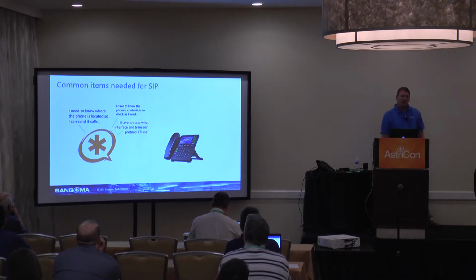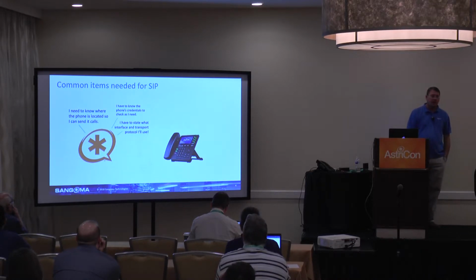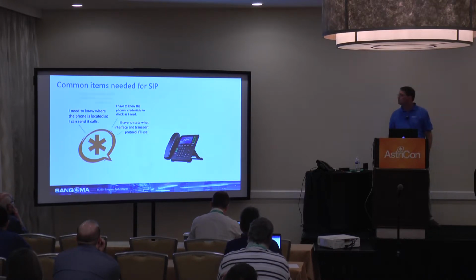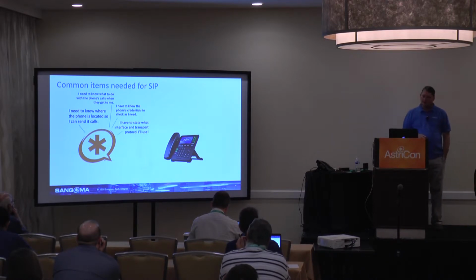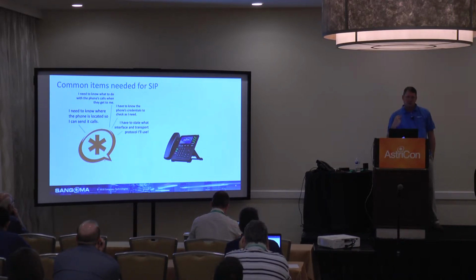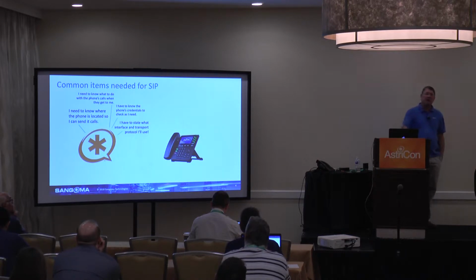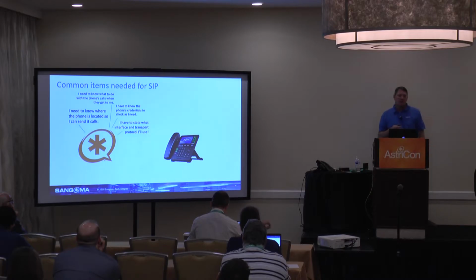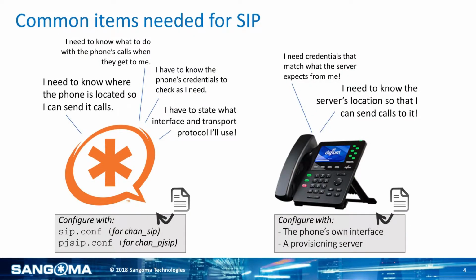Asterisk needs to know where the phone is located to send it calls, what's its IP address. Asterisk needs to know what to do with phone calls coming in from that phone, what context to throw the calls into. And to configure that in Asterisk, we do that with either sip.conf or pjsip.conf. We're not going to even look at sip.conf because you shouldn't be using that anymore. So we're going to do everything pjsip.